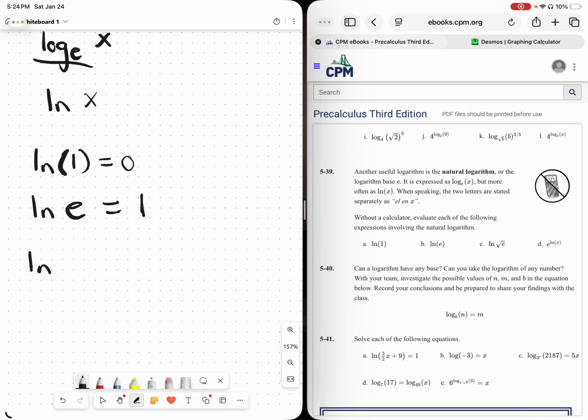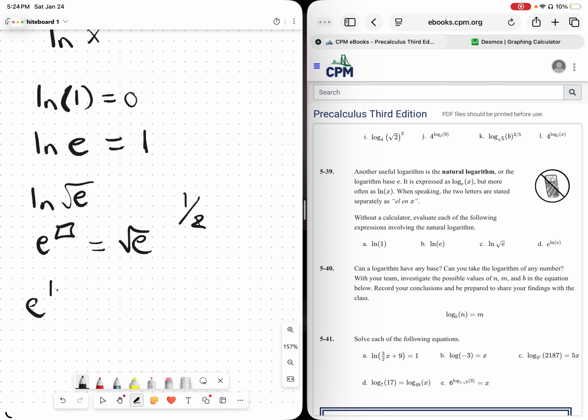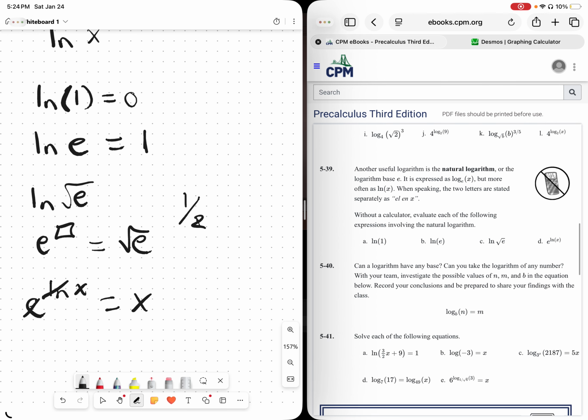Okay, natural log of the square root of e. So this is e to what power gets you the square root of e? We should know that's 1/2. And then e to the natural log of x. Again, natural log and e cancel and leave you x.